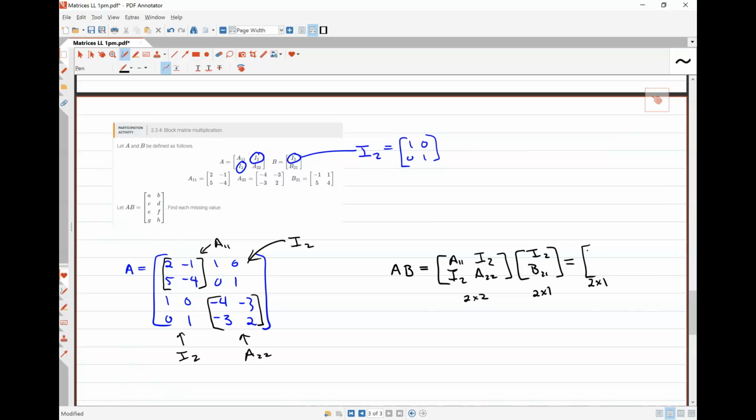And what are we going to get? Well, it takes a little to write out, but it's not that bad. So we'll have A11 times I2, and then I2 times B21. So A11 times I2, that's these two, and I2 times B21.